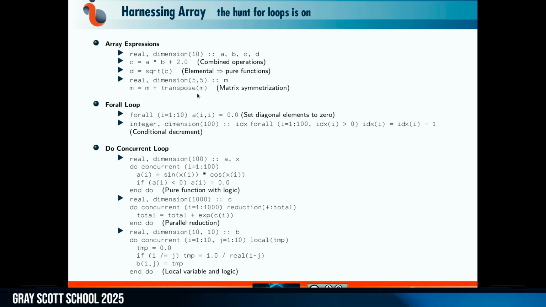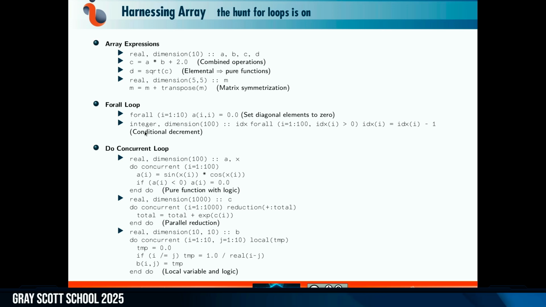And in the case of a square matrix, you can transpose it and add it to its transpose to symmetrize it. Okay, and then you divide by 2, but you see the pattern. So as I told you, the for loop was limited to array assignment. So when you wanted to set a diagonal element to 0, you could rely on this explicit index, A of I is 0.